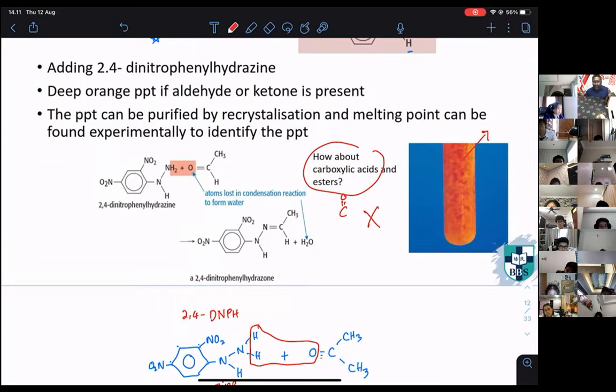But for some of you who are curious, I can tell you, they will react, but they are not going to give you a stable product that will maintain the precipitate. So they will not give you the precipitate. The only thing that will give you the precipitate with 2,4-DNPH is aldehyde and ketone. That's why it can also be used to identify ketone and aldehyde.